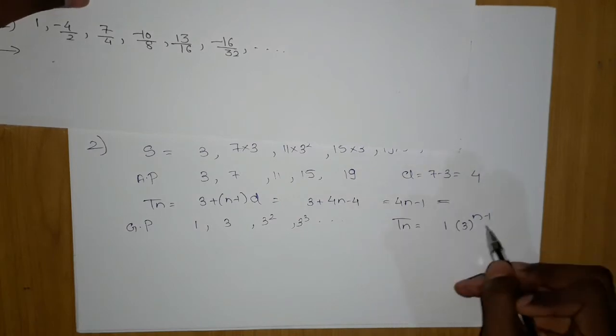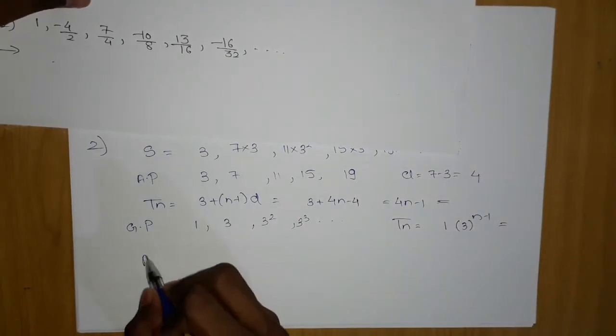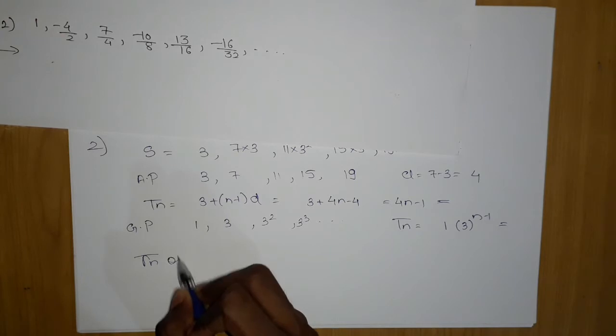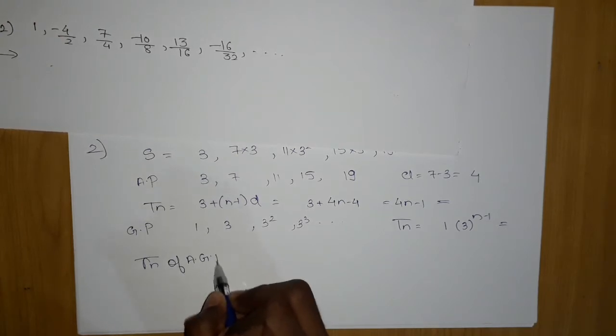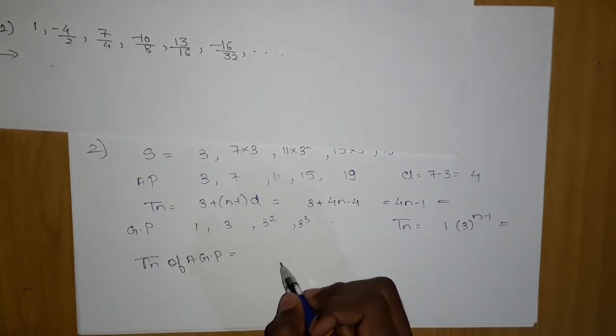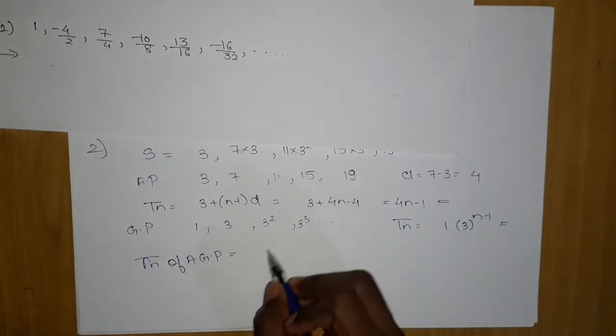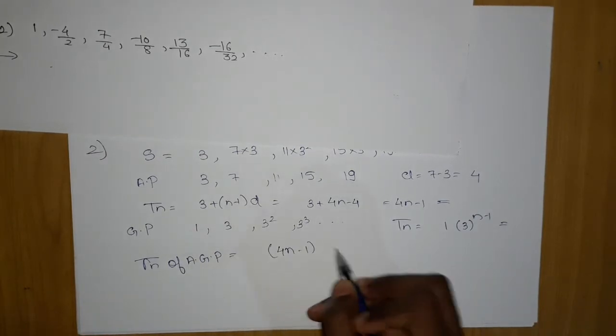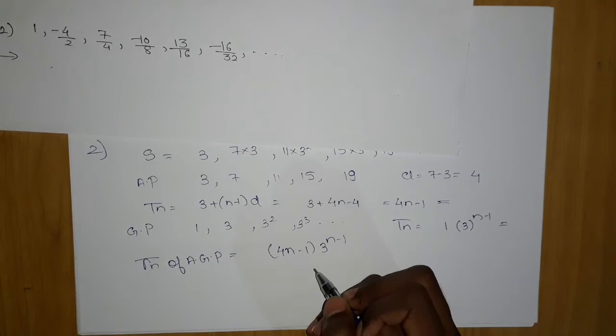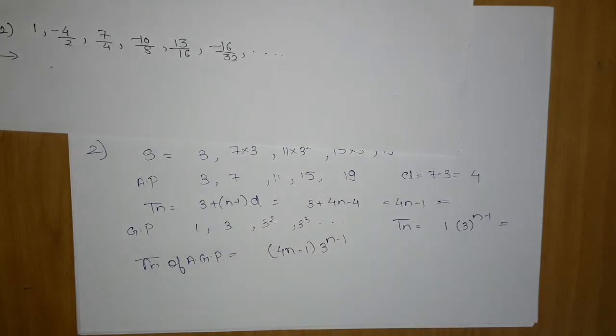Okay, you got this. Now you can get the Tn term of the AGP. Okay, AGP, what is it? It is nothing but (4n minus 1) into 3 power n minus 1. Okay, it is the Tn term of the AGP. So you got the Tn term of the AGP.